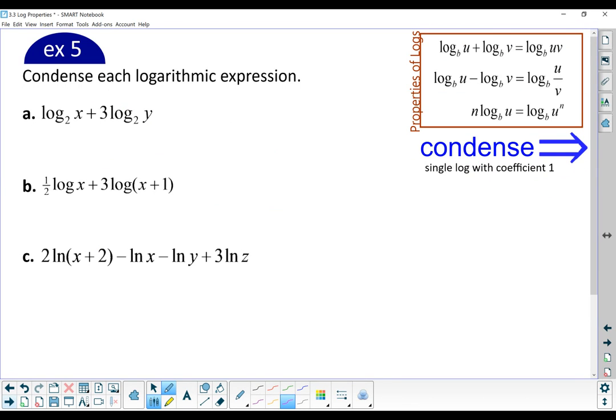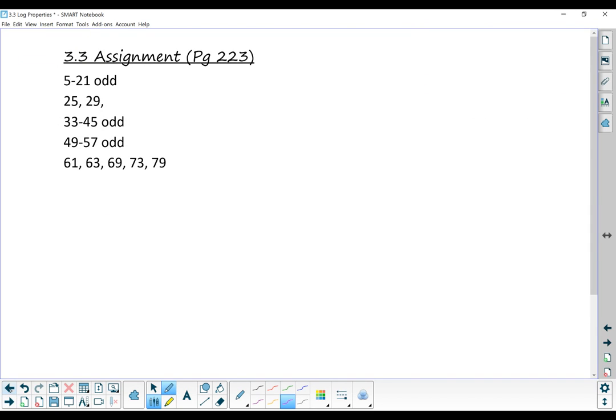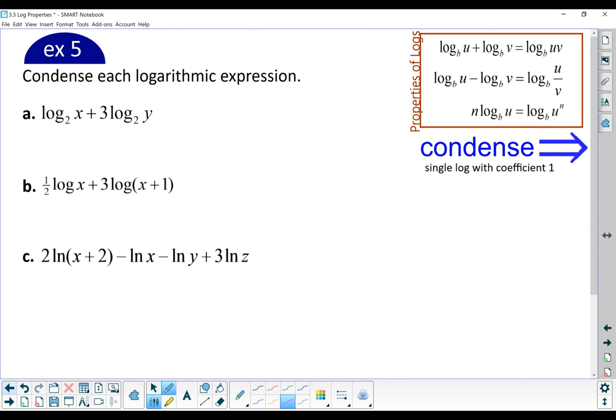Okay, now we're going to do a little bit of condensing and then we're finished. So for the condensing, we're just kind of going the other way. We're starting with multiple logs. Our goal is to get a single log with a coefficient of 1. So the first thing I do when I'm condensing is powers go up. So that's going to be a y to the 3rd power. And then I can think about if my logs are being added or subtracted. In this case, they're being added, so it's going to be a product inside my log. So this is log base 2 of x, y to the 3rd.